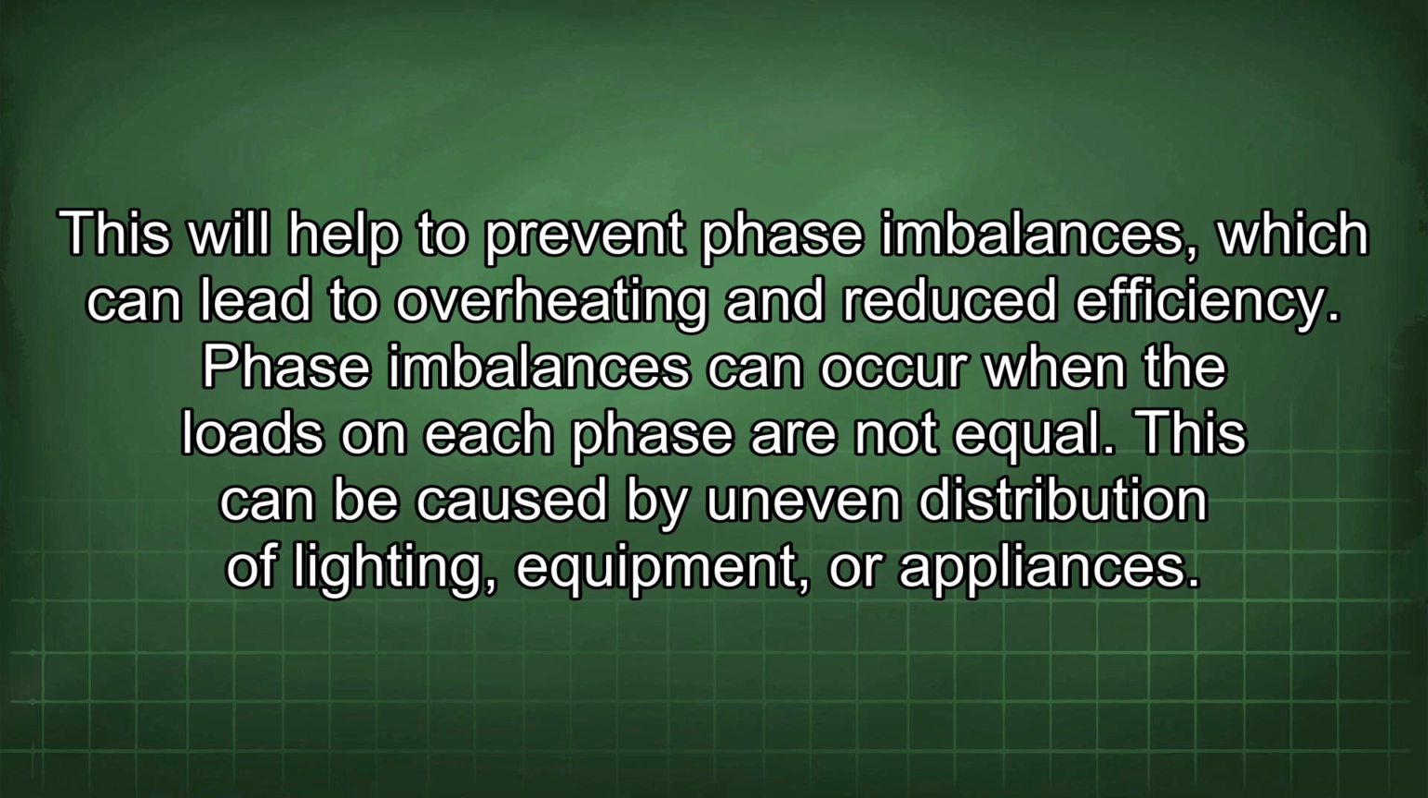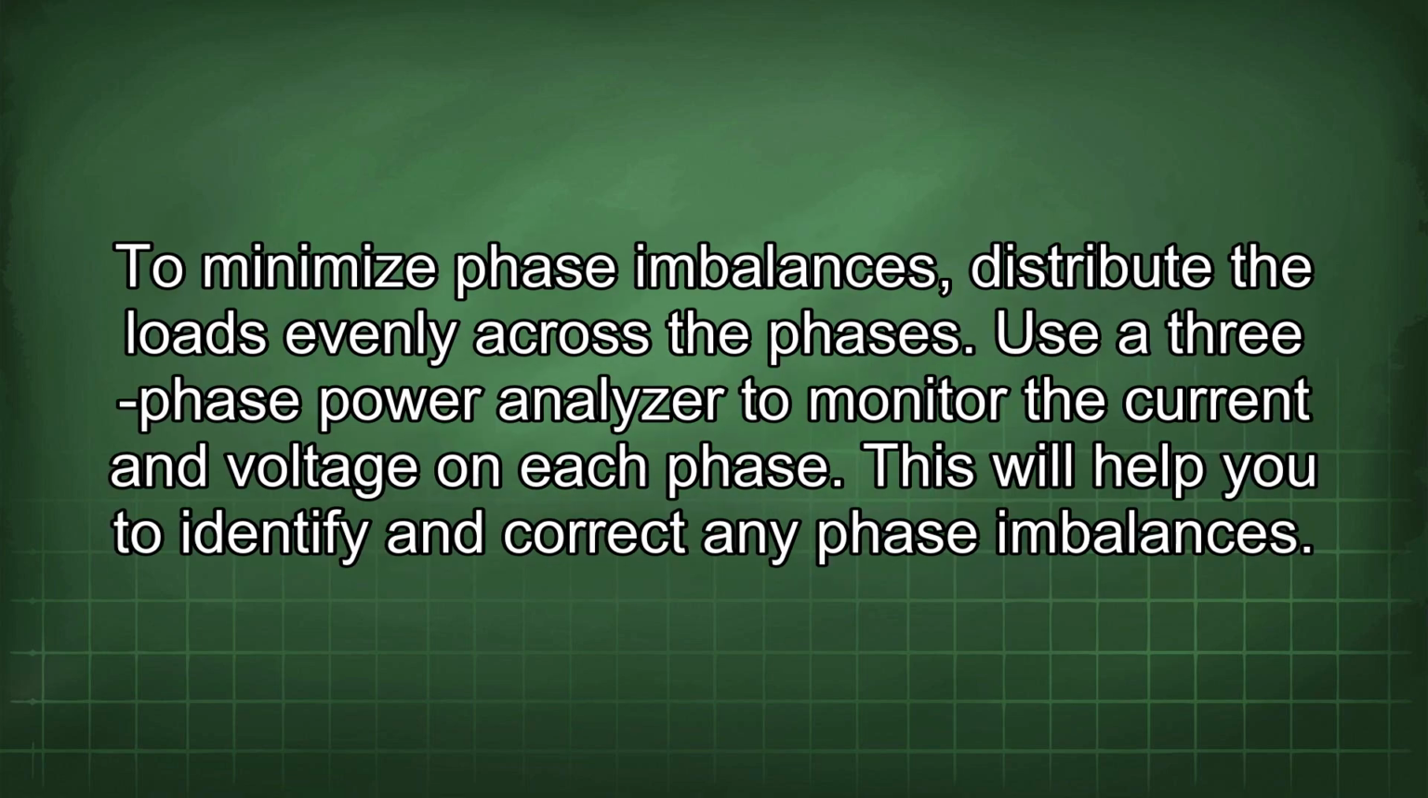Phase imbalances can occur when the loads on each phase are not equal. This can be caused by uneven distribution of lighting, equipment, or appliances. To minimize phase imbalances, distribute the loads evenly across the phases. Use a three-phase power analyzer to monitor the current and voltage on each phase. This will help you to identify and correct any phase imbalances.